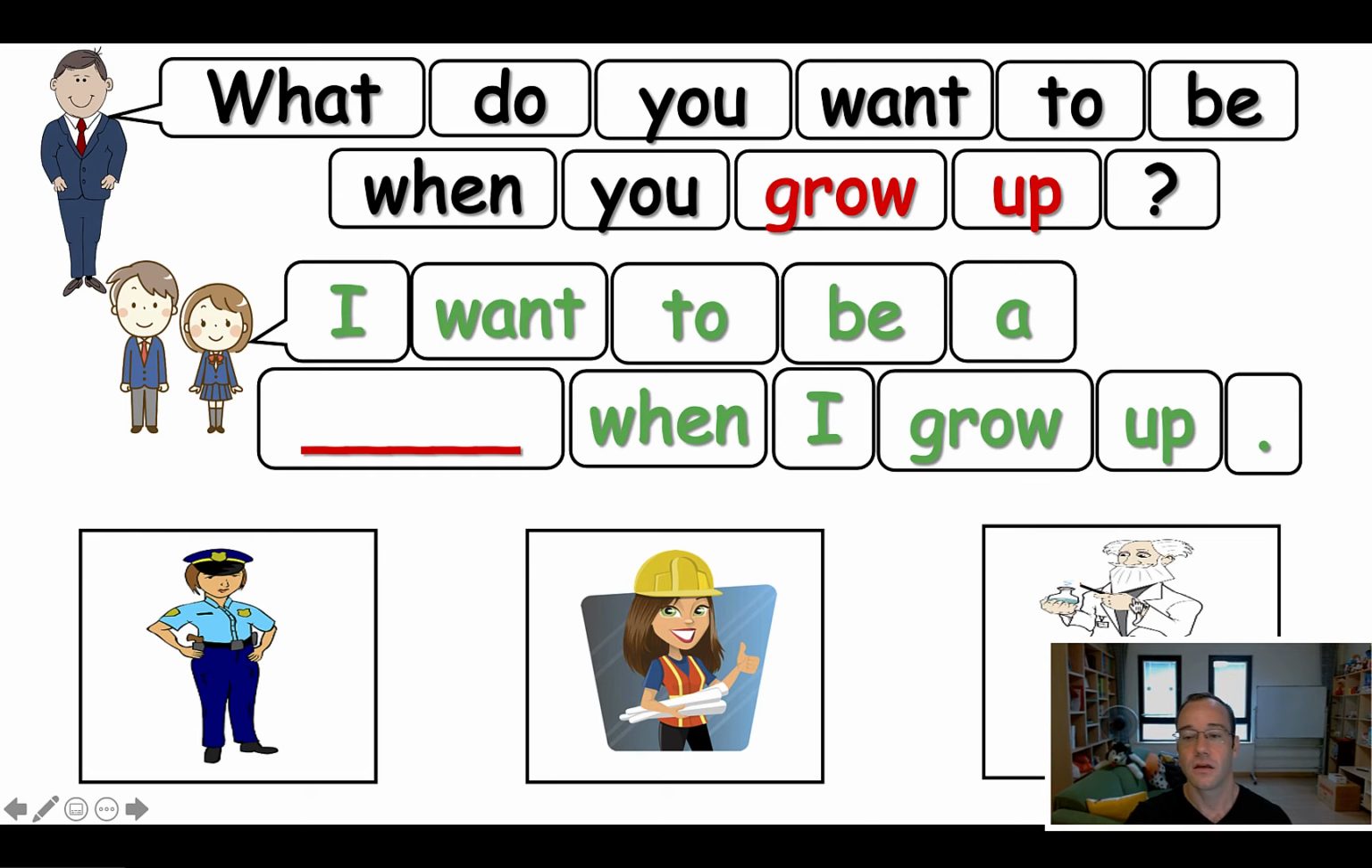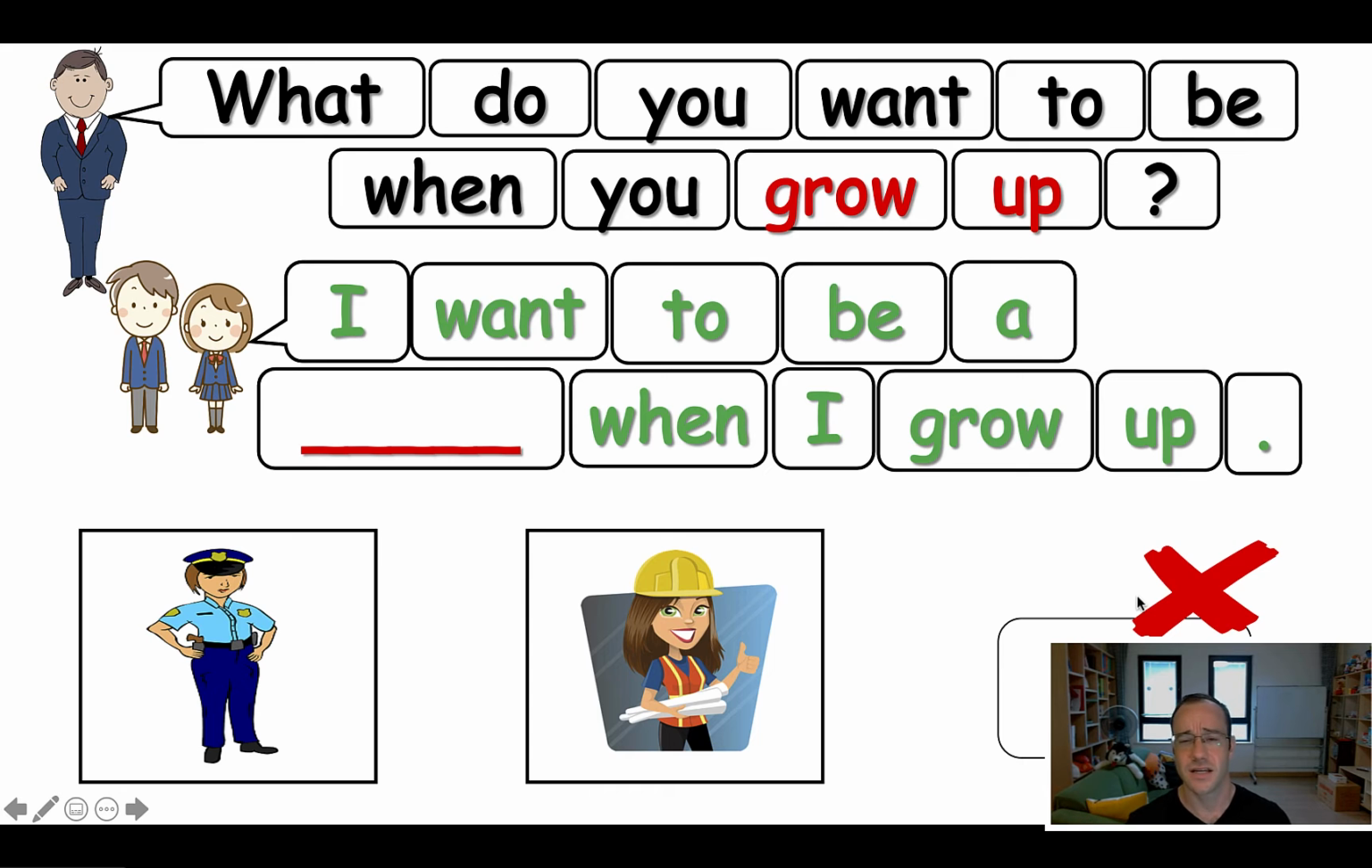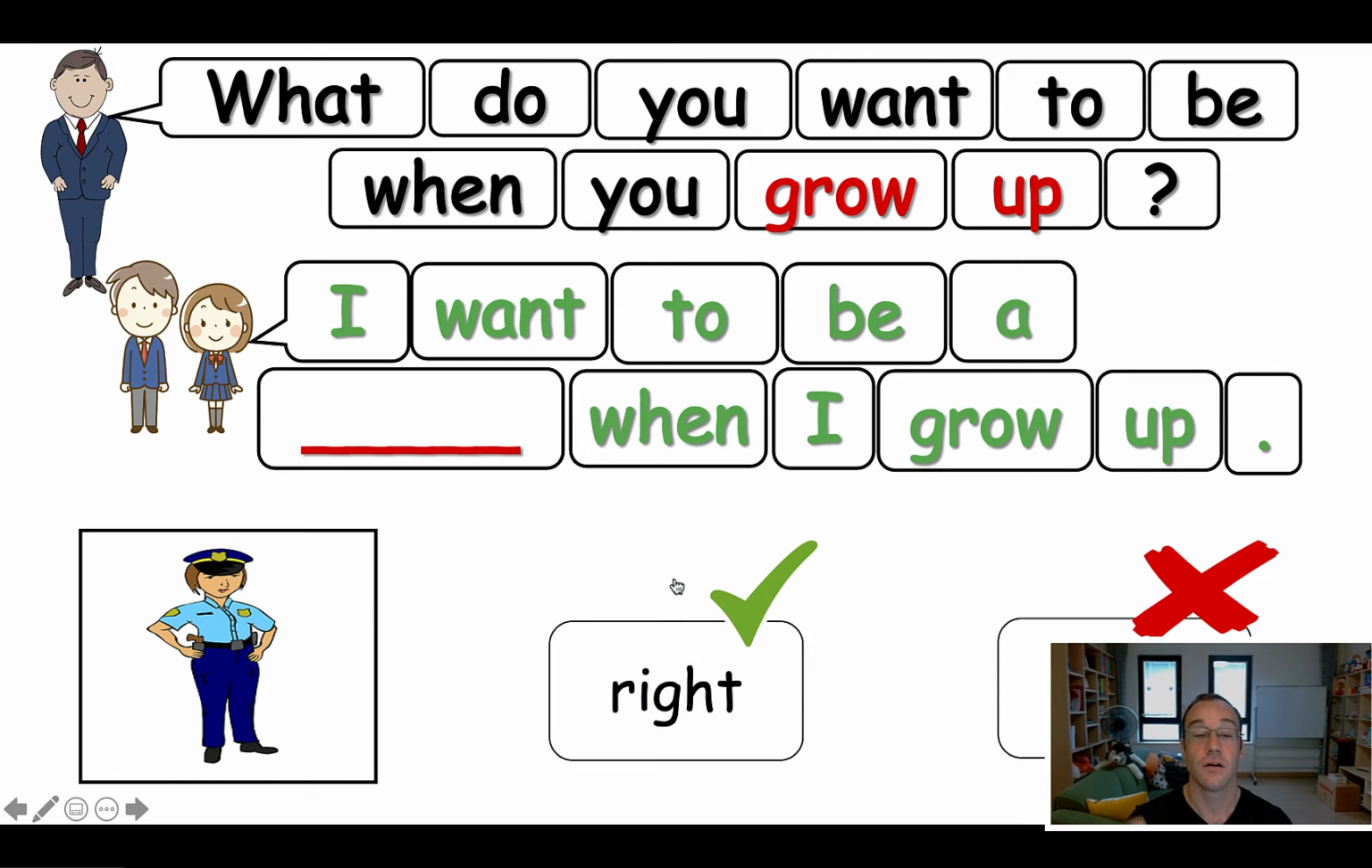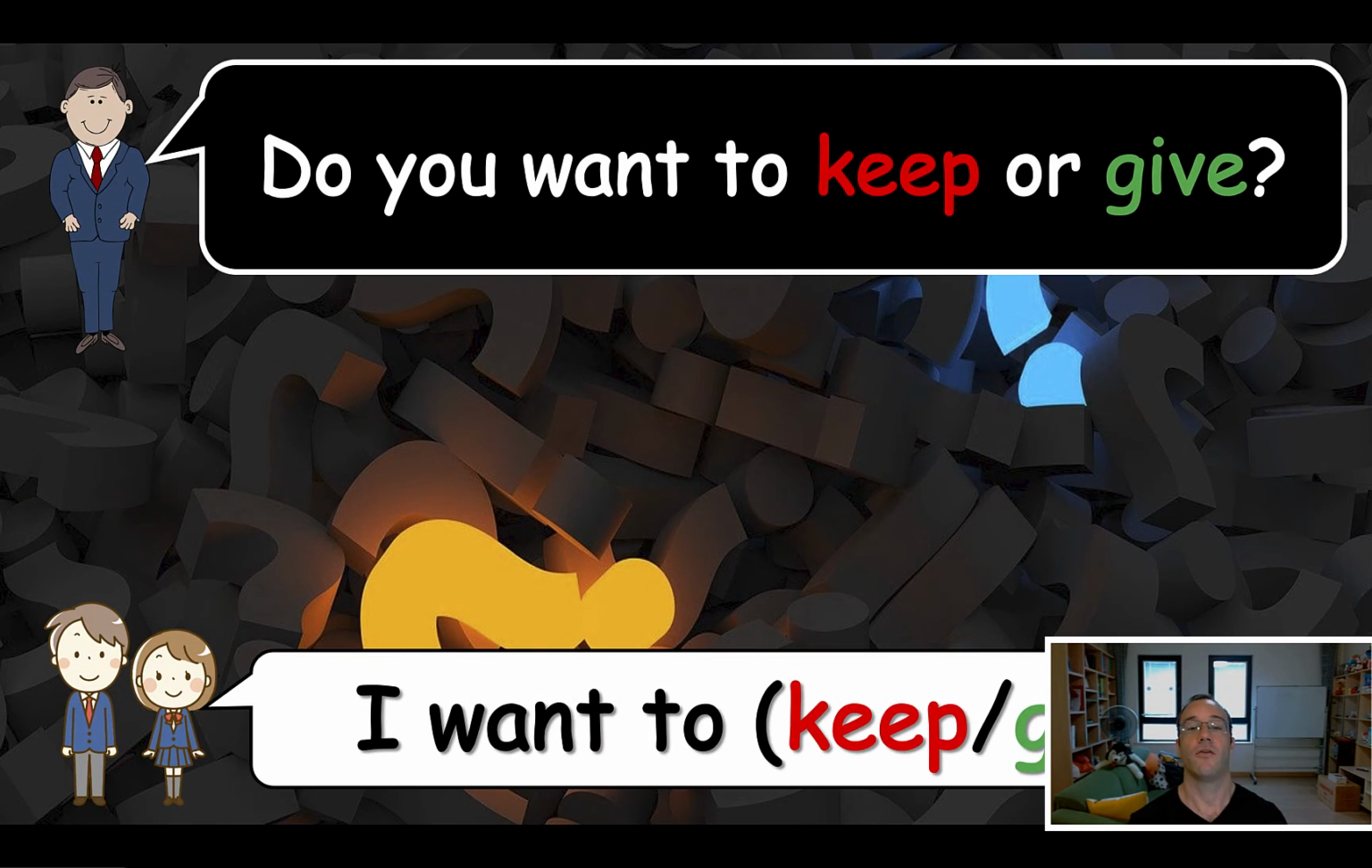Let's see. Oh no, scientist is not the right answer. I'm sorry. And I say, what's this? And they say, engineer. I say, what's this? A police officer. Okay, let's check. The engineer. Okay, the engineer was the correct answer. Regardless of whether or not they chose the correct answer or the wrong answer, you get to move on to the keep or give. So again, the whole class says, do you want to keep or give?